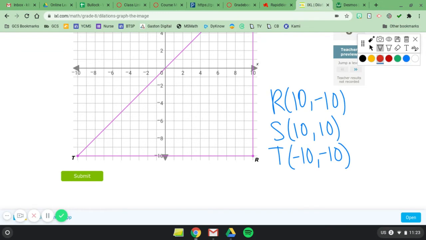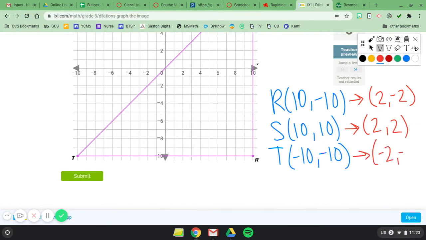So at a dilation of 1/5, R, and our signs aren't going to change. So 10 is going to go to positive 2, negative 10 is going to go to negative 2. S prime is going to go to 2, 2. And T prime is going to go to negative 2, negative 2.